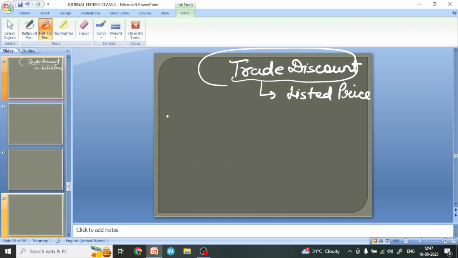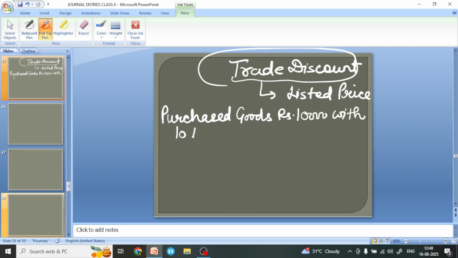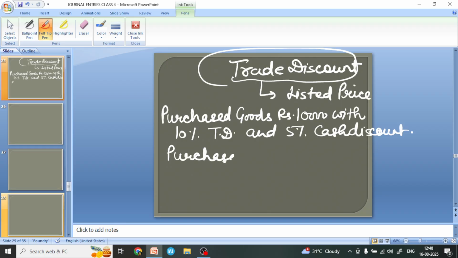For example, purchased goods of rupees 10,000 with 10% trade discount and 5% cash discount. Entry will be purchases account debit to cash, to discount.